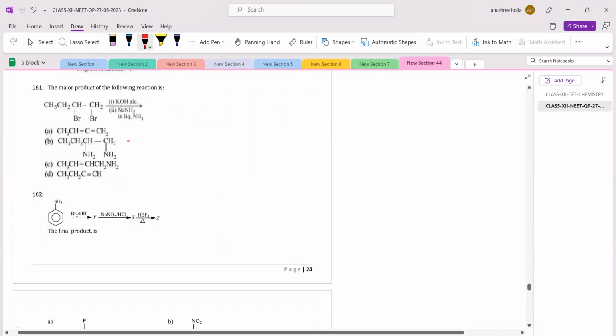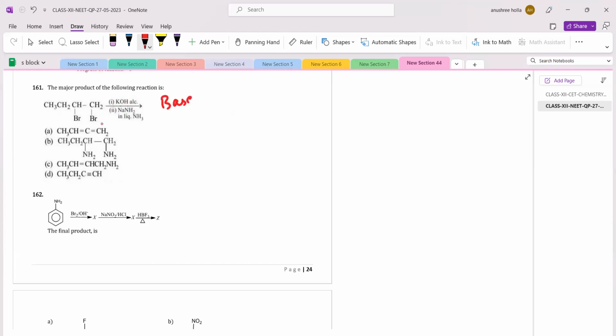Next, coming to question number 161. They've taken this alkyl bromide, actually a dibromide, and added alcoholic KOH and NaNH2 in liquid ammonia. Both will act as a base. So we are adding a base to an alkyl bromide, which means we'll observe a dehydrohalogenation elimination reaction. It's also a very easy question.